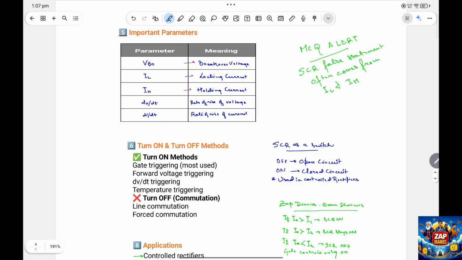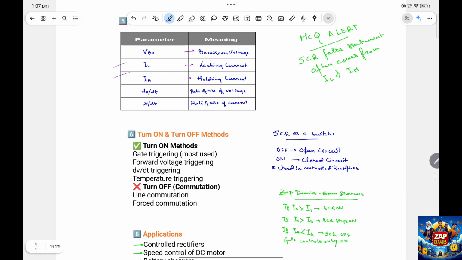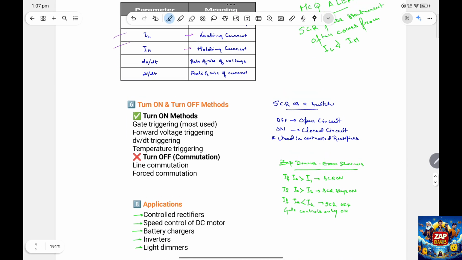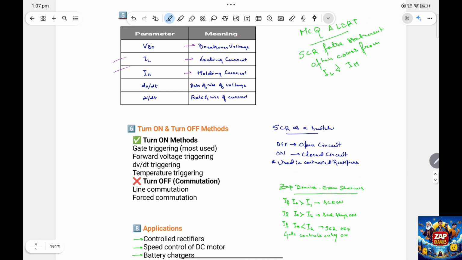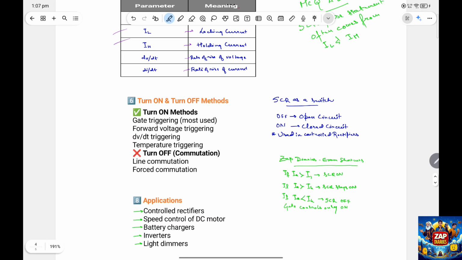In many previous exams, even in the previous question papers, I found that SCR false statements often come from these two, the latching current and holding current. So keep it in mind and just remember what these parameters mean.